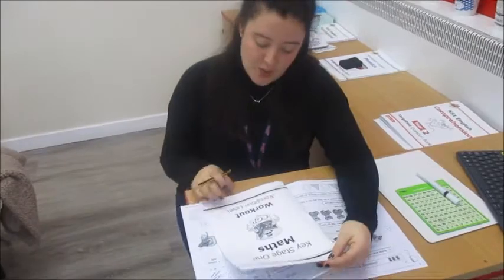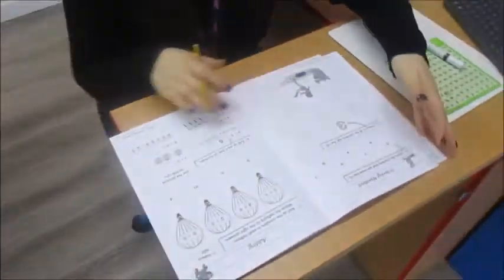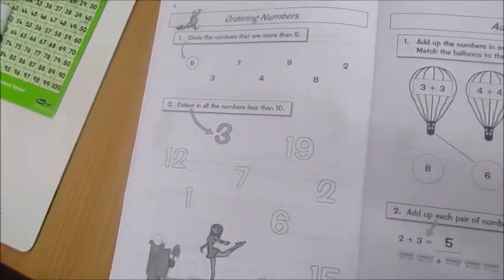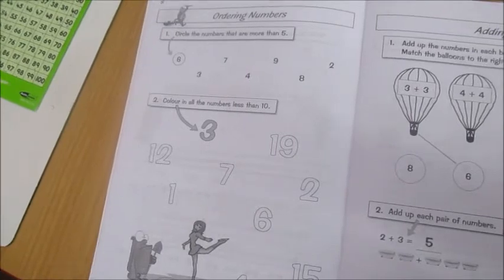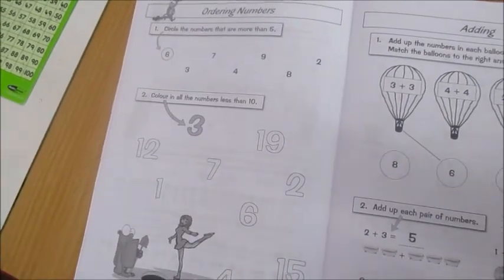Okay, so to start with, we're looking at the reception level maths booklet today. And if you've got this book, we are looking at page 8. And we are ordering numbers today. So that's a little bit like what you might have done with your 100 square on your warm-up. But we're going to be thinking about numbers that are more and numbers that are less.